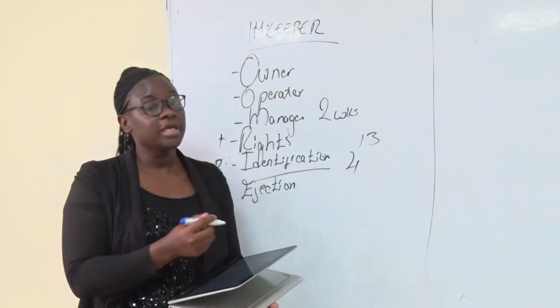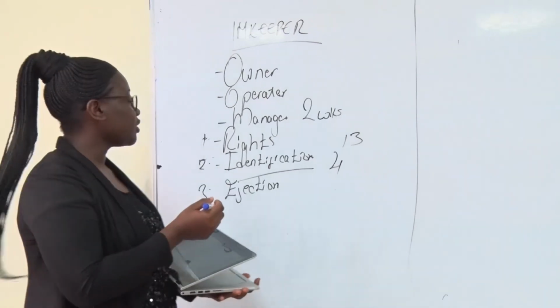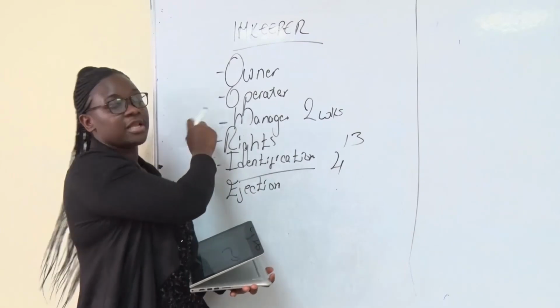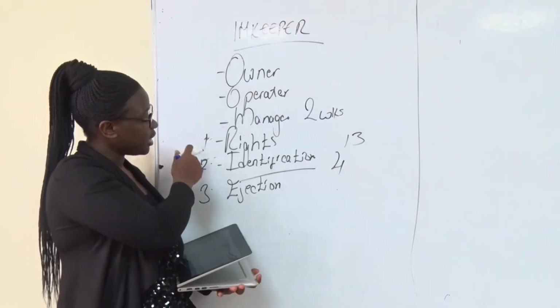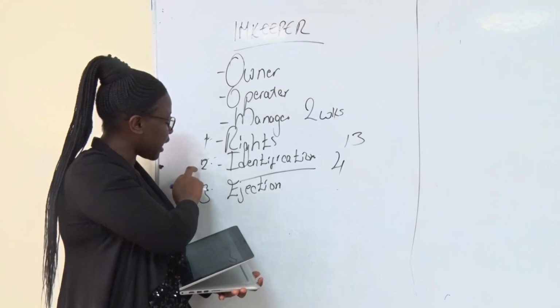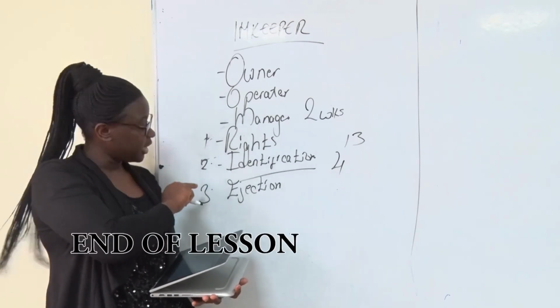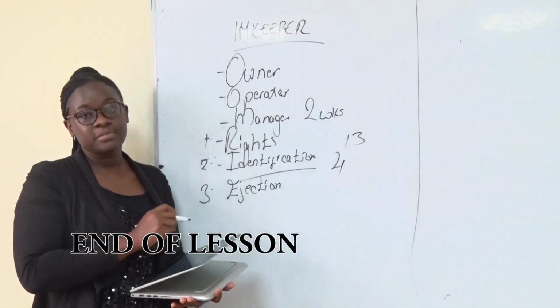So that's all for innkeeper and the guest. We were to look at the definition of an innkeeper, the rights of an innkeeper, identification of a guest, and lastly, ejection of a guest by an innkeeper.